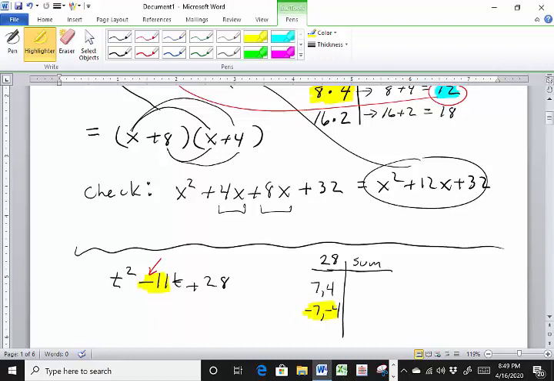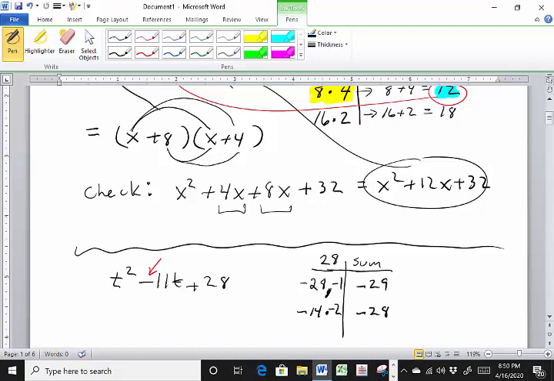So let me just erase this. Let's start over again. Okay, so the product's 28. You start anywhere. I mean, you could start out with negative 28 and negative 1. Okay? And the sum is going to be negative 29, right? And we could do negative 14 times negative 2. And that gives us a negative 28.